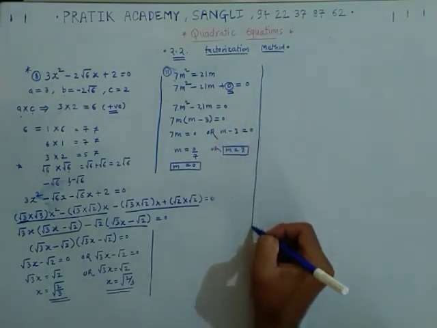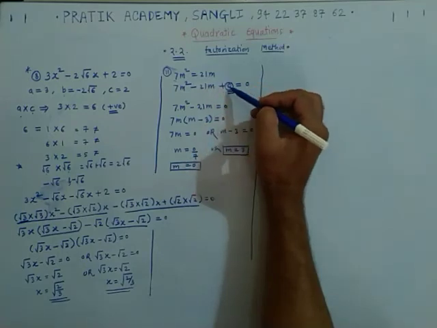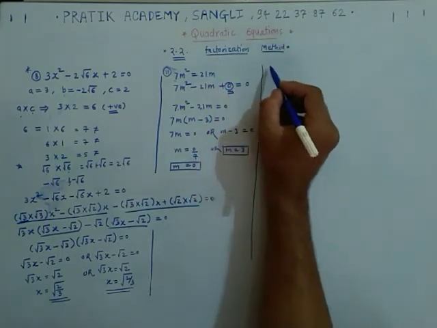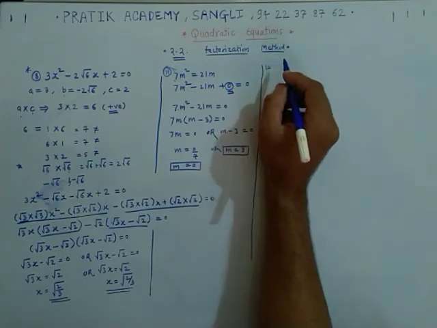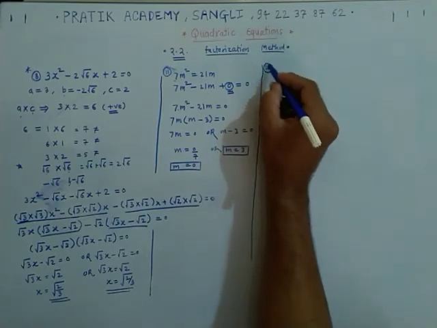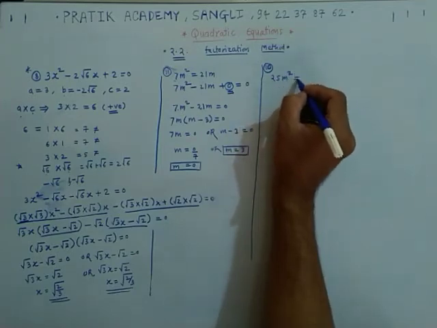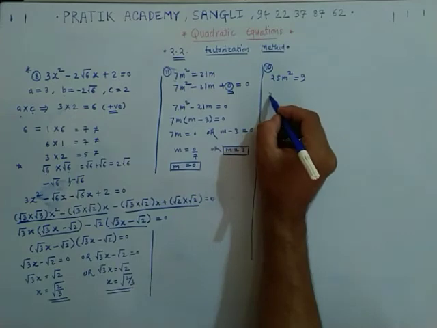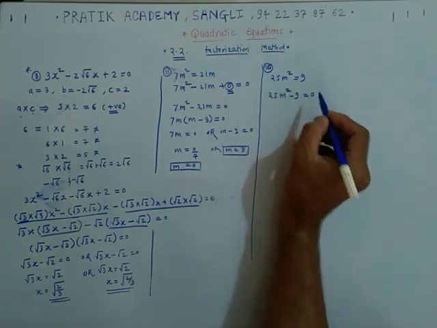Then here we have just seen there is no c term. Then what will happen when there is no b term? Let's check with one problem. I will take problem number 10. So 25m square is equal to 9. Okay, so it becomes 25m square minus 9 is equal to 0.